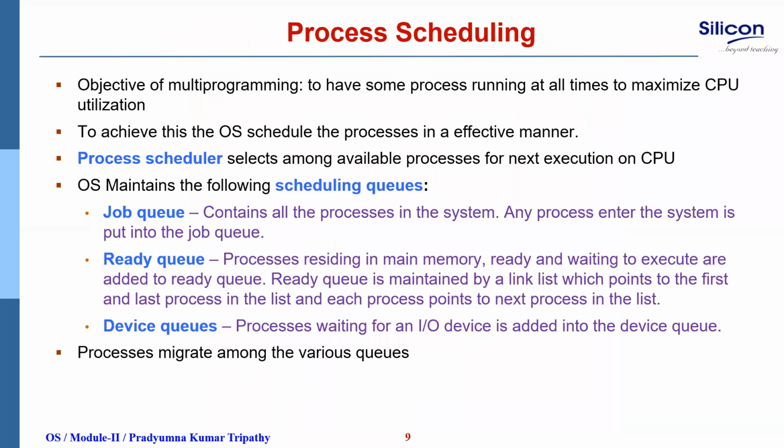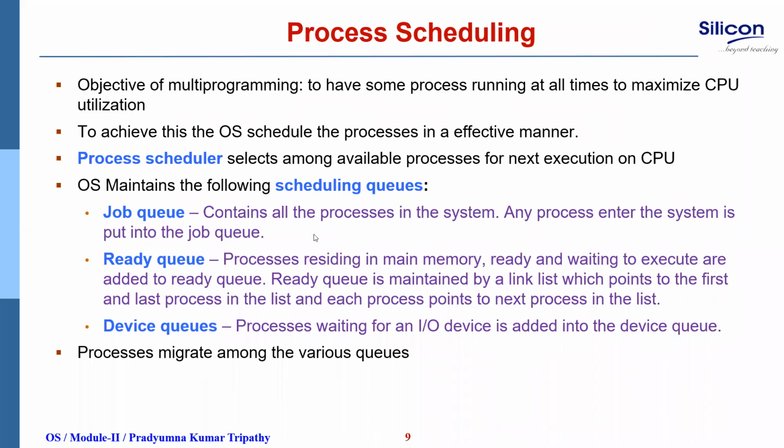Now see here, what is your objective? The objective is to maximize the CPU utilization. Multiple processes are running. What is the order in which they must be selected and given to the CPU, so that the CPU can be utilized for the maximum amount of time? So the process scheduler selects among available processes for the next execution on the CPU.